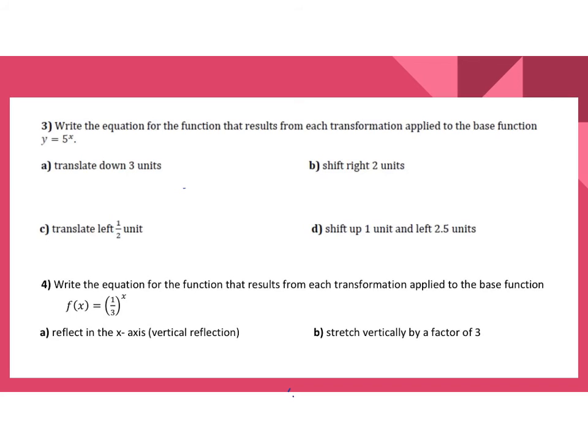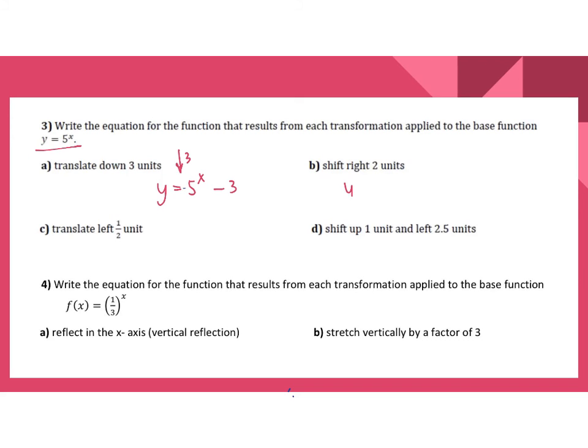Write the equation for the function that results from each transformation applied to the base function y equals 5 to the x. So the base function is y equals 5 to the x, and the first one we want to do is translate down 3. So we want to go down 3. So our new equation would be y equals 5 to the x, take the whole function and move it down 3.